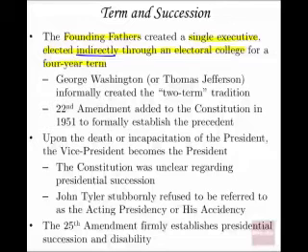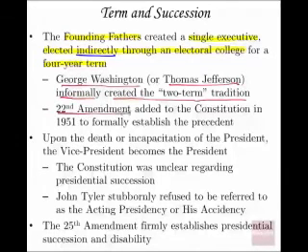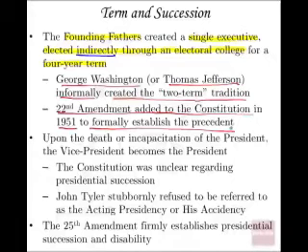Now, as far as the term is concerned, George Washington or Thomas Jefferson, depending on what George Washington's motives were, informally created the two-term tradition. So the 22nd Amendment was added to the Constitution in 1951 to formally establish the precedent, also called the FDR Amendment, because Franklin Roosevelt was first elected in 1932, re-elected in 1936, re-elected yet again in 1940, and re-elected for a fourth term in 1944, even though he died in 1945. So he was elected 4 times.